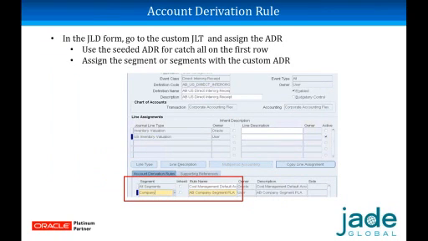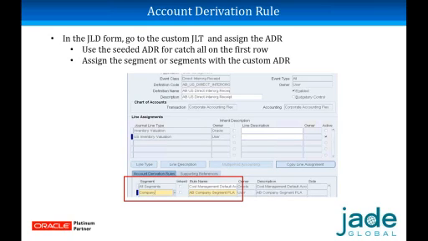So going back to the JLD form, because we need to assign the account derivation rule, go to the custom JLT, which is the U.S. inventory evaluation, and assign the account derivation rule.